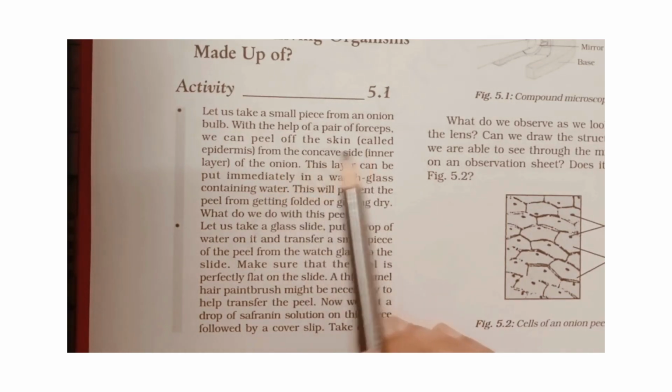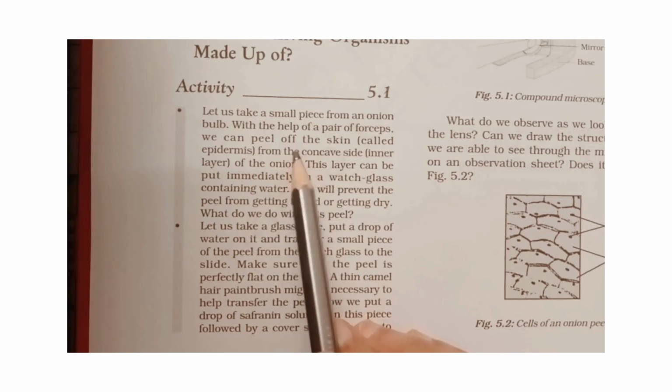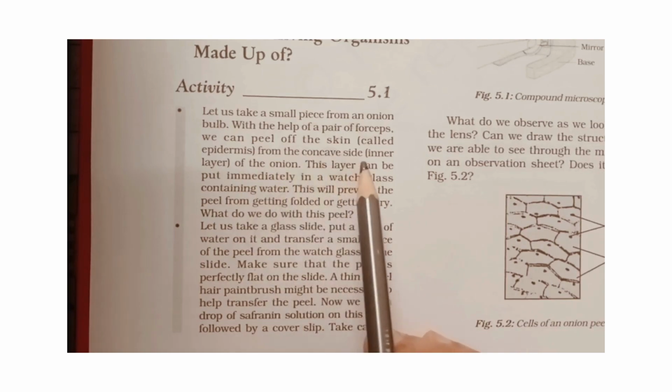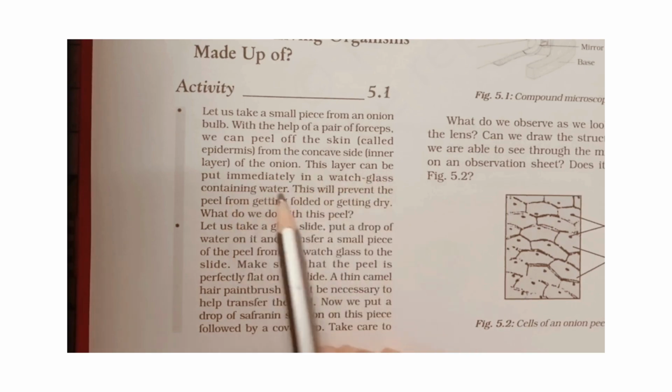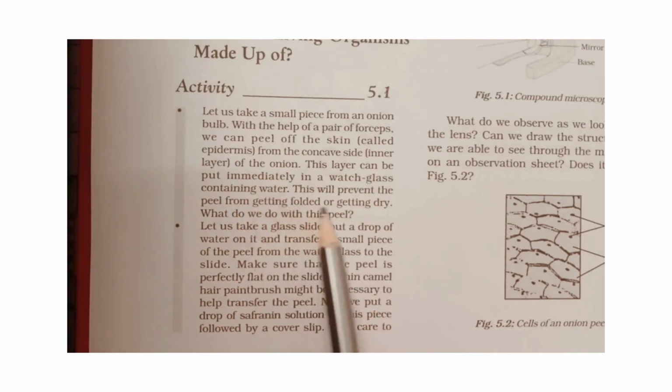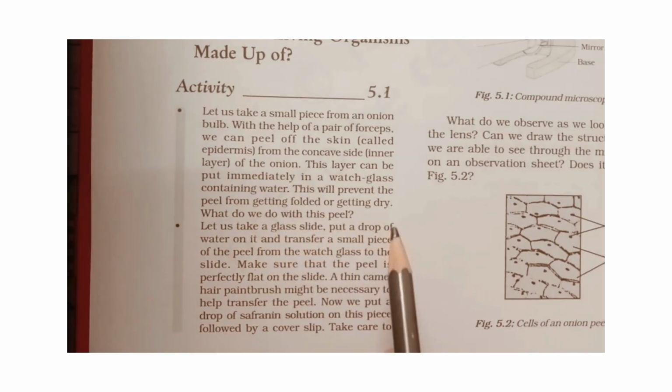So what we are doing, we are taking a thin peel of the skin from the concave side. This layer can be put immediately in a watch glass containing water. This will prevent the peel from getting folded or getting dry. Now those who have biology practical, they can ask you why we put it under water. We put it under water so that it does not get dried and to prevent the fold.